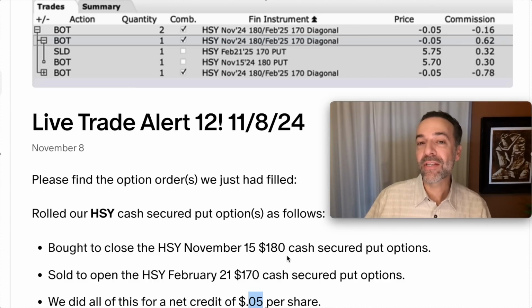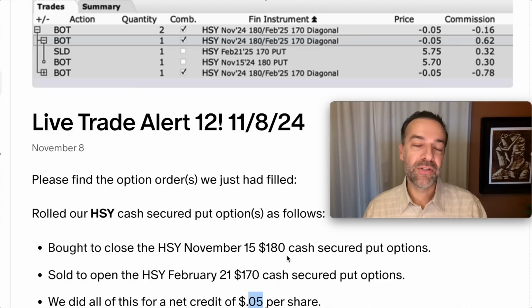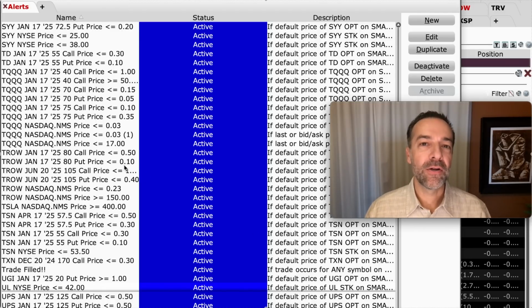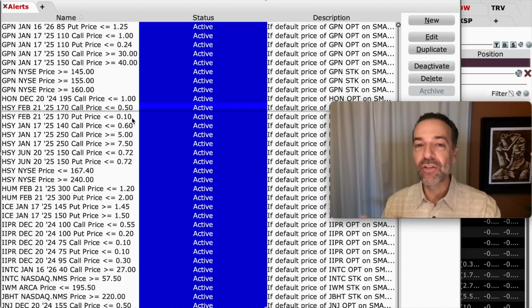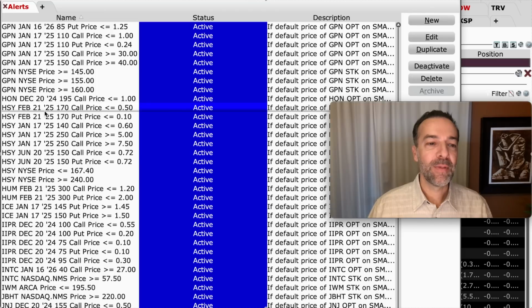Well, if you don't want them assigned, you want to watch your extrinsic value. And that's what I do with my alerts. The way that I do that is I set an alert that the value of an option reaches a certain point, I get an alert on my trading platform. That alerts me to look at the position to see if I should go ahead and roll it if I don't want it assigned. As a matter of fact, as you see here, I have an alert set for the February 21st 170 call and 170 put option.